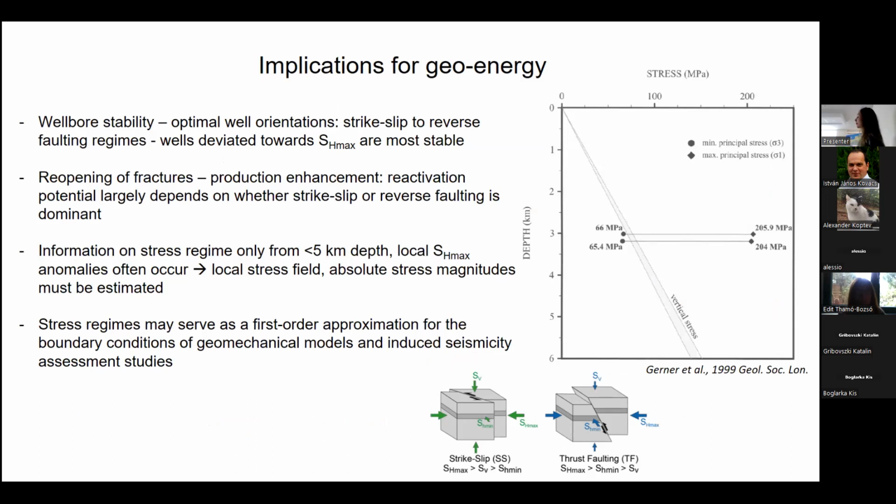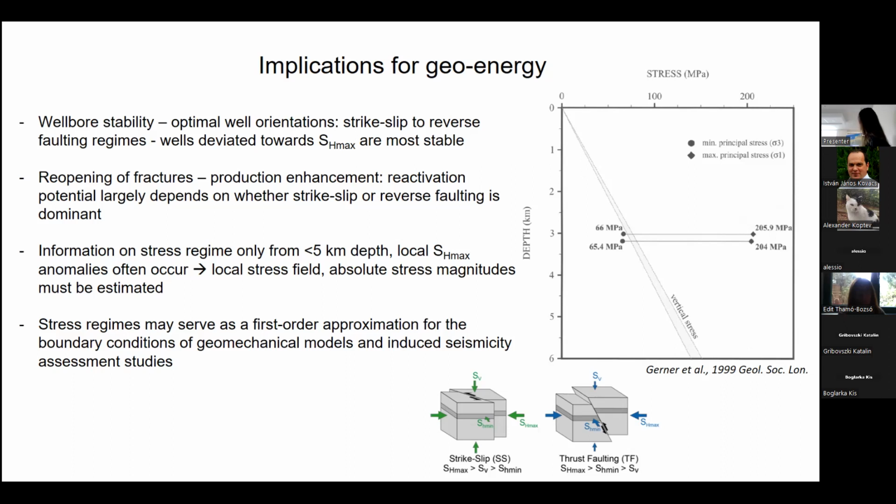For instance, for wellbore stability and also for the reopening of the fractures, which can be really important, for instance, for the enhancement of production rates. So in case of wellbore stability, we have dominantly strike-slip to reverse faulting regimes. And in this kind of stress regime, wells which are deviated towards SH max are considered to be the most stable. In case of the reopening of the fractures, it's really hard to tell which orientation is preferred because it can largely vary whether we have a strike-slip or a thrust faulting regime.